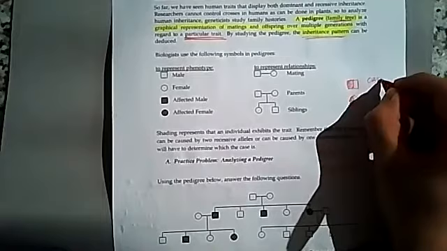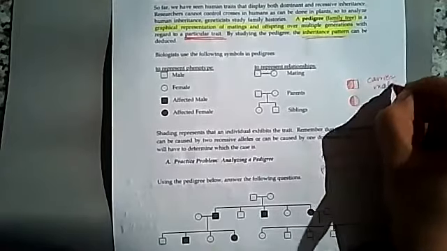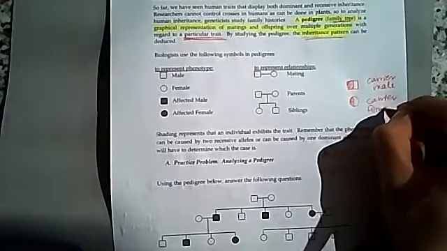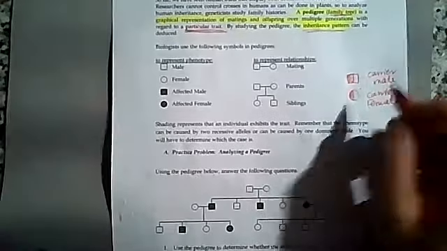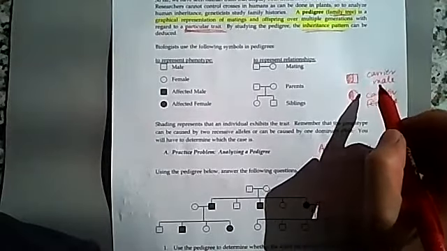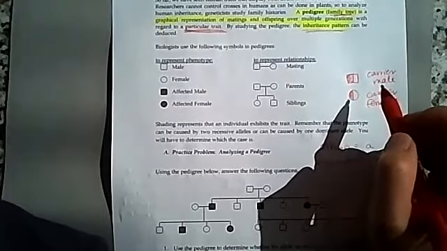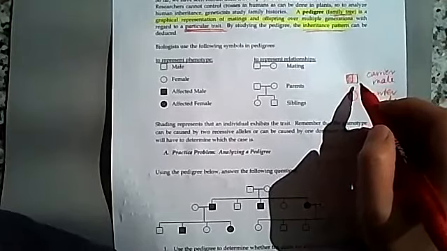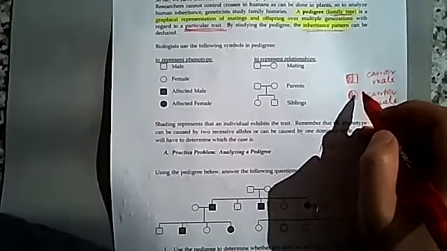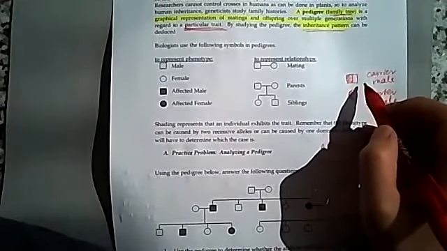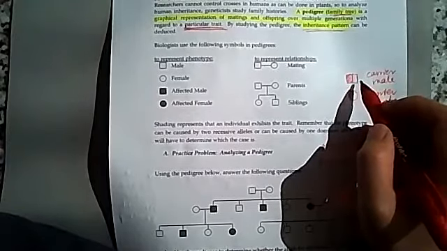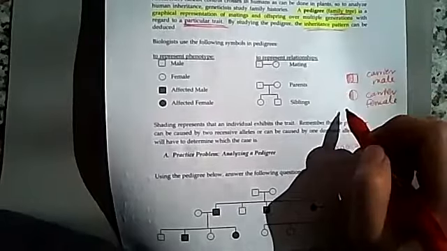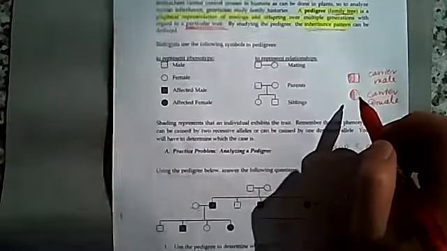So this would be a carrier male and a carrier female, which means that they are not showing the condition that is being tracked, but they hold a recessive that can be passed on to their offspring. And so if you have two carriers mate, each time a kid is born, there's a 25% chance that they will get both recessives from their parents and maybe have a severe condition.